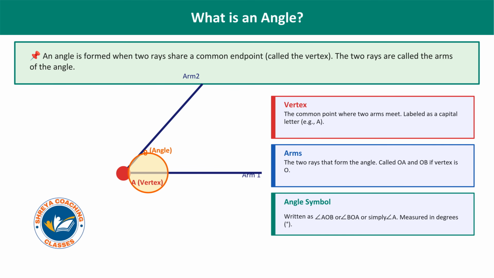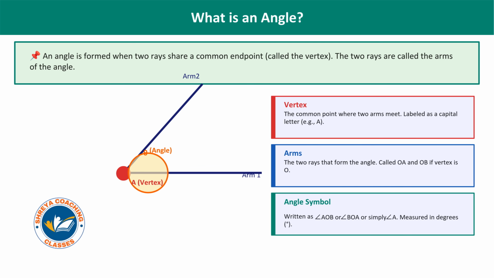Now let's understand the most important concept of this chapter, the angle. An angle is formed when two rays meet at a common endpoint. This common endpoint is called the vertex. The two rays are called the arms of the angle. Suppose the common point is O, then the rays OA and OB form an angle. We write it as angle AOB or angle BOA. Remember that the middle letter always represents the vertex. Angles are measured in degrees, and the symbol for degree is this small circle. For example, we can say the angle measures 45° or 90°.